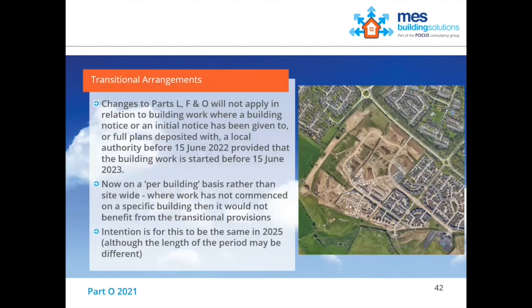So the last thing to note are transition arrangements. For any project that was registered with building control prior to 15th of June this year, Part O doesn't apply. However, it only doesn't apply if you start work on that project, and on the individual buildings on that project, within 12 months. So if you've not started on something by 15th of June next year, that building will fall under Part O. So even if you've had a project that's been on site for 2 years, if you're building out a range of houses, anything that you've not started on by 15th of June next year would fall under Part O, and that would apply to any of those plots that hadn't been started.